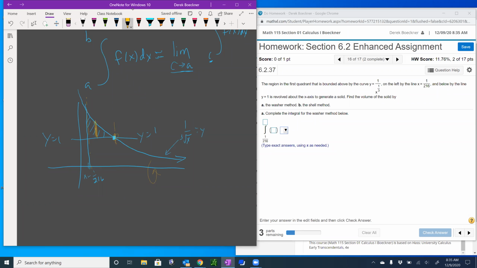Well, if I put y equals 1, I would have gotten x equals 1. So this point's at (1, 1). So I'd put a 1 up here. Does that make sense? You stack up in the x direction to get washers.